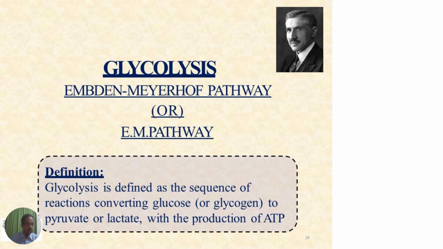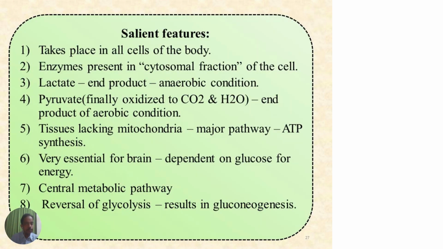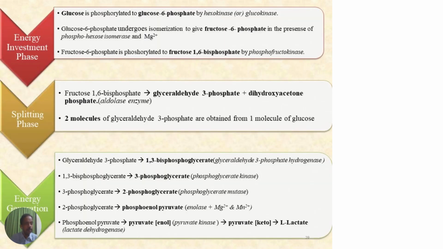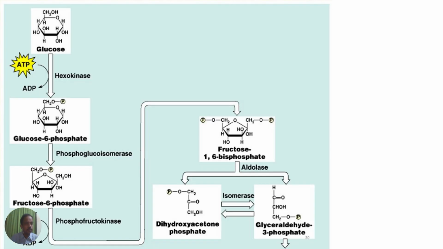So coming on to glycolysis, which is otherwise called the Embden-Meyerhof pathway. It is defined as a sequence of reactions converting glucose or glycogen into pyruvate or lactate with the production of ATP, in either anaerobic or aerobic condition. This is the salient feature of the cell. The reactions of glycolysis are the energy investment phase, the splitting phase, and the energy generation phase. So this is the cycle which occurs in glycolysis.